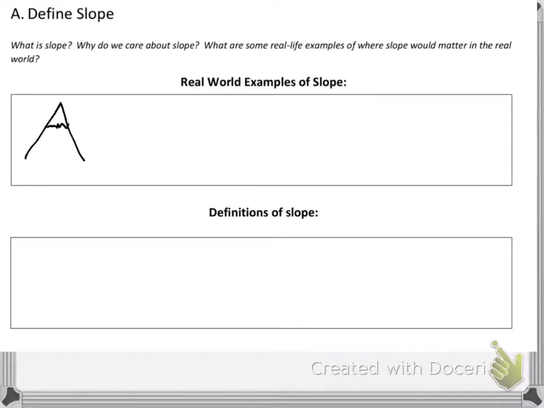If you were going to go hiking on some mountains, they are definitely sloped. If you were going up them, you would be climbing up a mountain. That would be a positive slope. And if you're going down, that would be a negative slope. So again, pause the video and think of as many different examples as you can of slope.